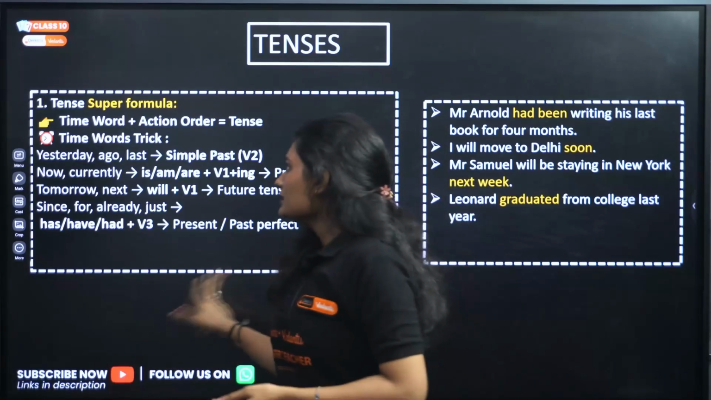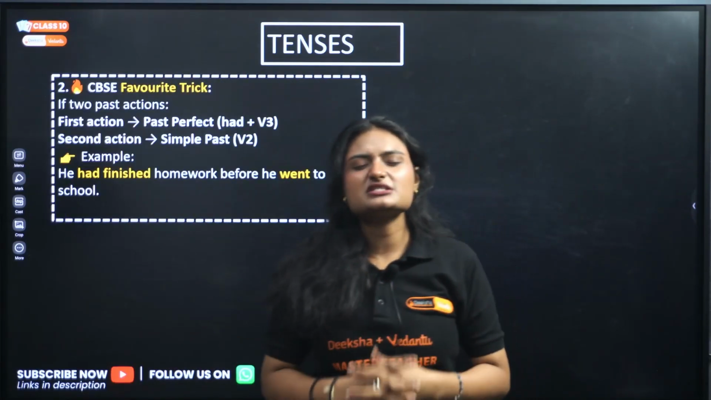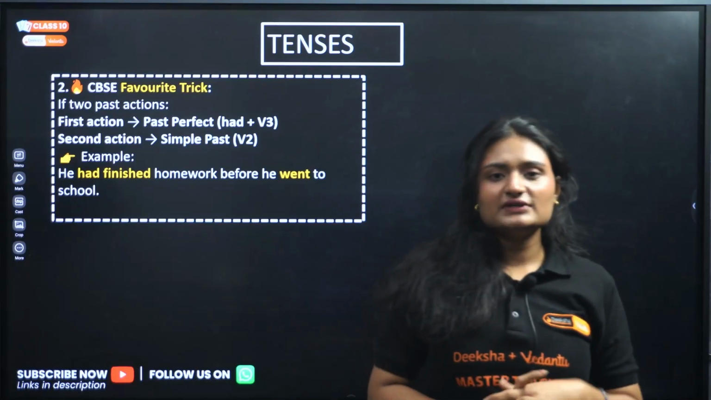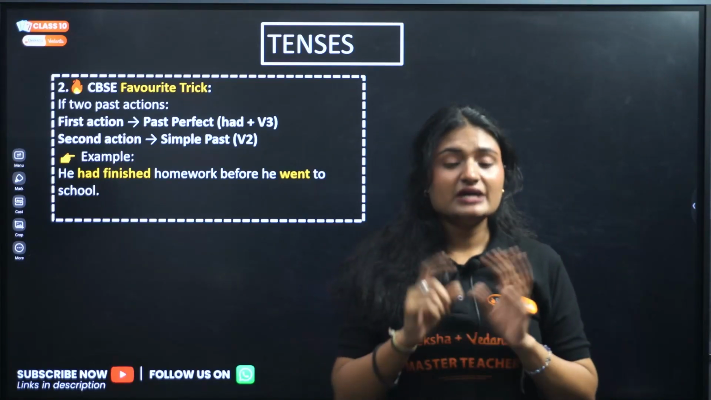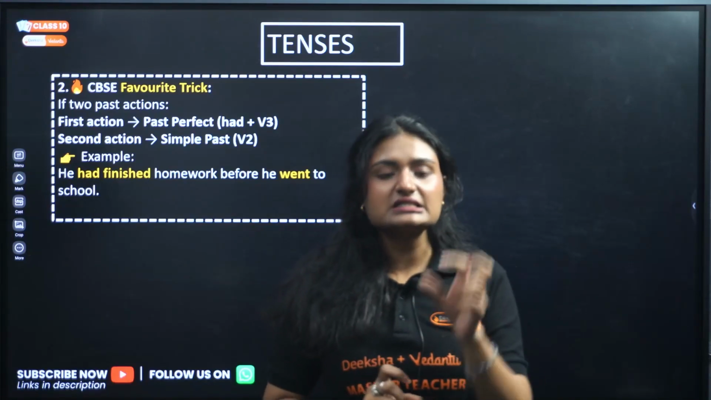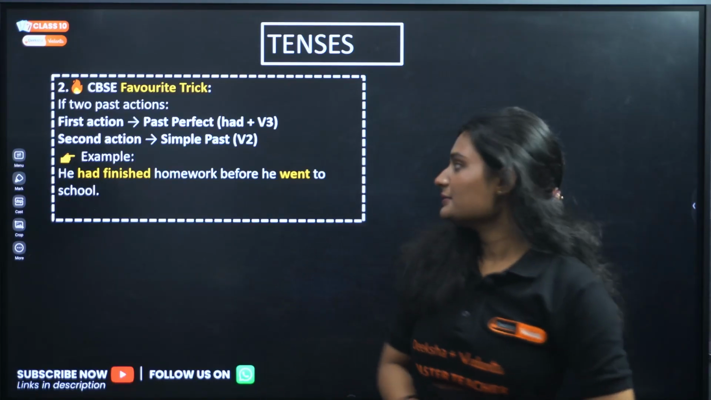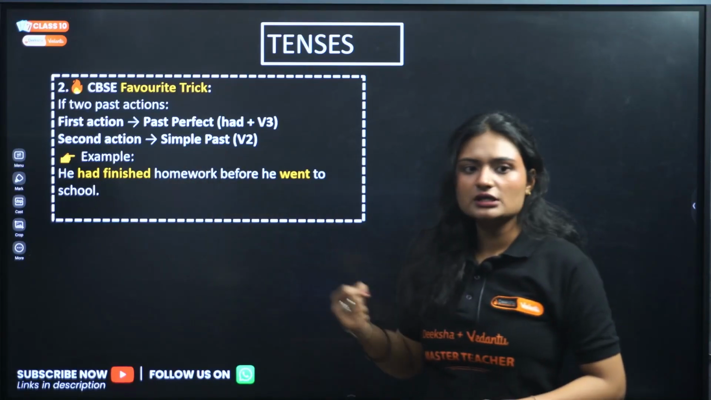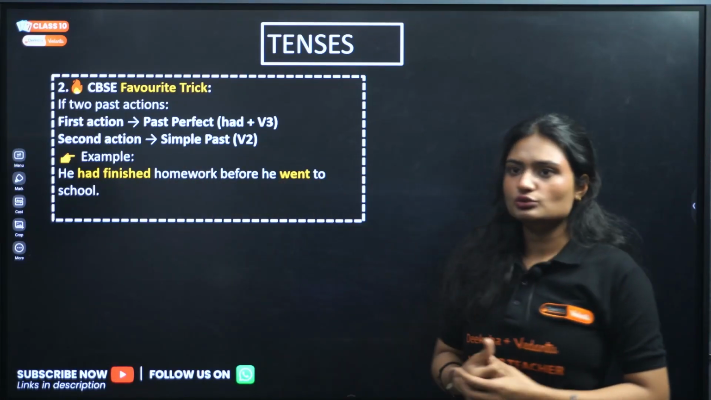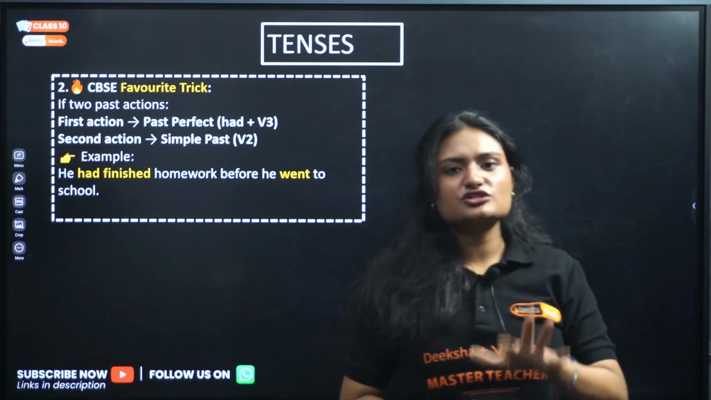Okay, next is again in tenses also. In tenses itself, there is one CBSE's favorite trick. What is that trick? If there are 2 past actions, my dear students, if in a sentence there are 2 past actions, so generally the first action is past perfect and the second action is simple past. Okay, so for example, he had finished homework before he went to school. So first you did the first action, that is past perfect. The second action is simple past.